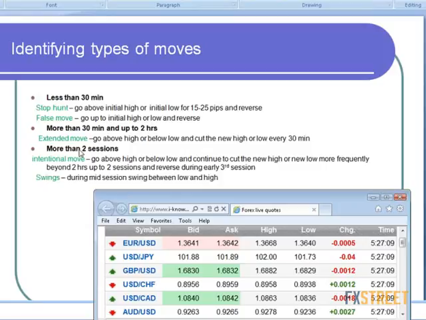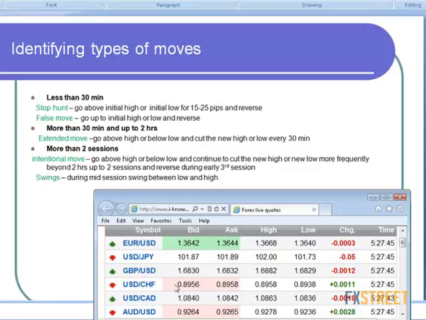Then the other move, which is a genuine move, that is the only move which indicates the intention of the player, namely the intentional move. This move happens for 2 sessions on the start of the 3rd session. So what they do is they cut the low, stay below. Now in the case of Euro, they cut the low and stay below that. In the GBP, they cut the low and stay below there for more than 30 minutes. Okay, that is the first condition. Or they cut the high and stay above the high for more than 30 minutes.